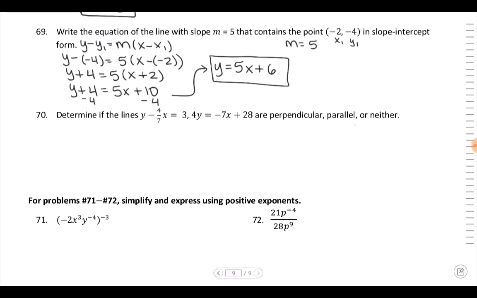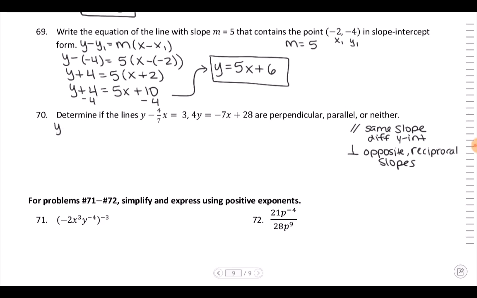So if you recall, parallel lines have the same slope, different y-intercepts though. And perpendicular lines have opposite reciprocal slopes. That means they have to have opposite signs and they have to be reciprocals of each other. Of course, neither would be neither one of those categories.